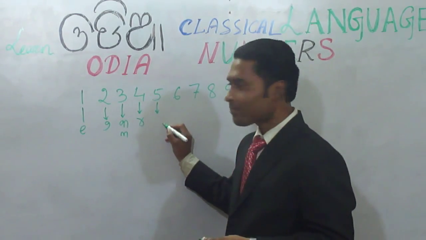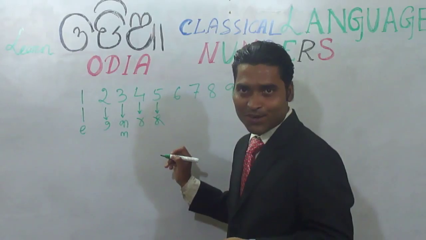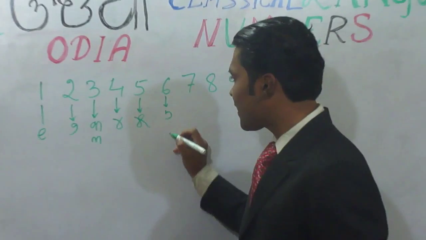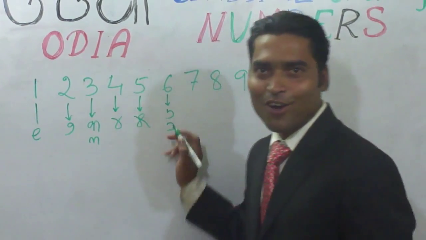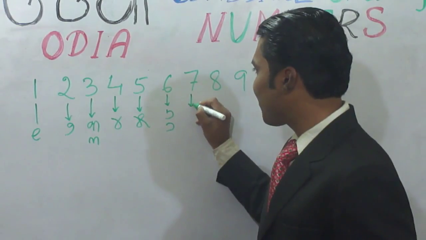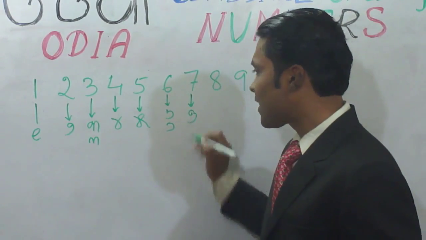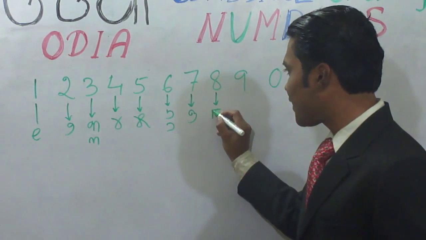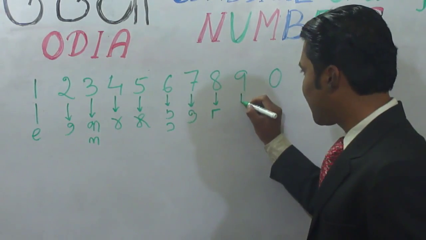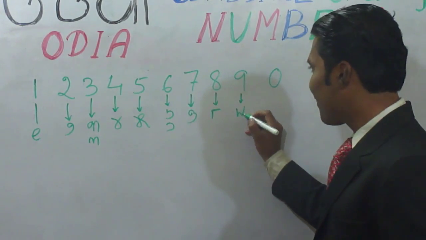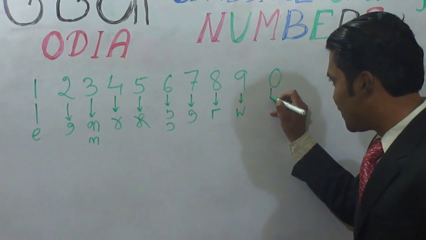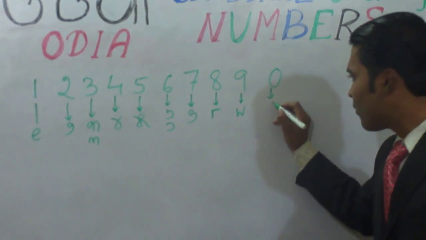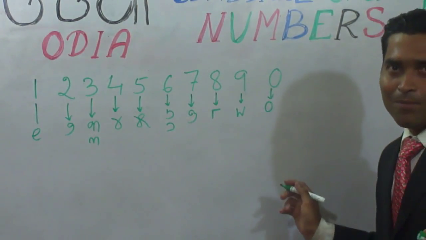This is 5, pancha. This is 6. You can write simply like this, or simply you can write cho. Right? This is 7, you can write sata. This is 8, you can write ata. This is 9, noa. This is 0, you can say suno. It's same as in English. Suno is same. Are you getting my point?